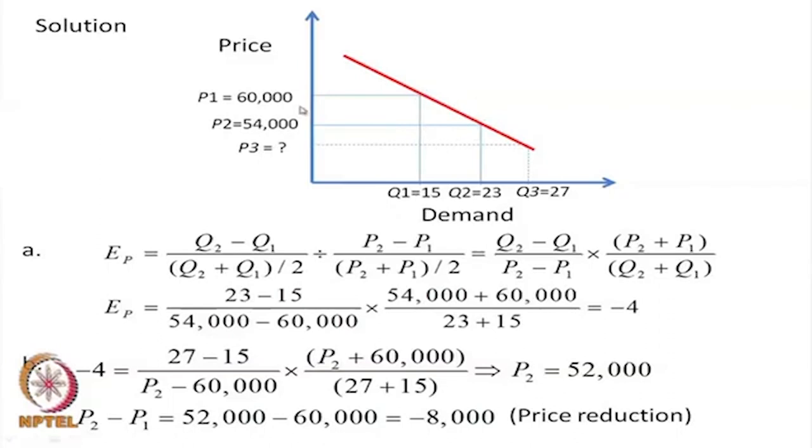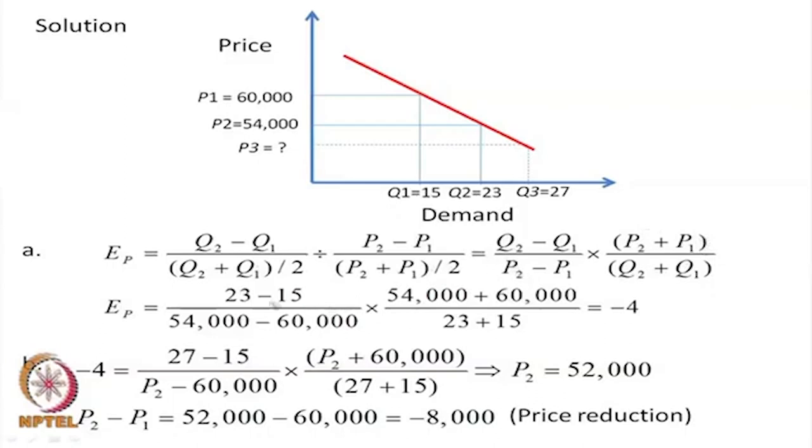And according to our equation for arc elasticity, it is the change in the quantity by the average quantity divided by change in the price by the average price, which results in this expression: Q2 minus Q1 divided by P2 minus P1, and P2 plus P1 divided by Q2 plus Q1. This division by 2 cancels out. So, we have price elasticity of demand, that is arc elasticity, given by this expression.